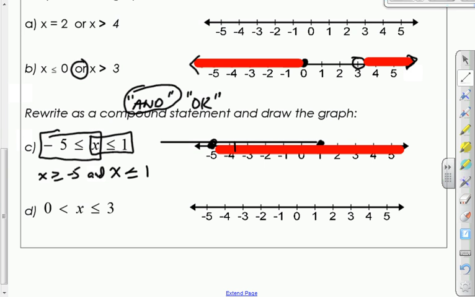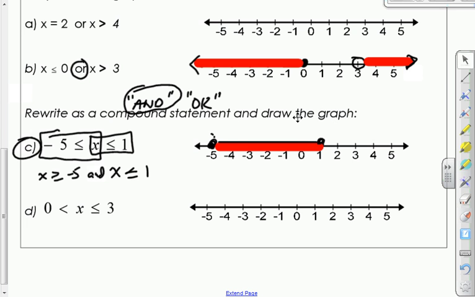Now notice there's an overlapping section here. If you look closely, there's a section where the red and the black overlap, right here to right here. That's our graph. So we're going to pull this shading back in, and we're going to pull this shading back in. I'll take out these little arrows, and that would be the graph describing this inequality.